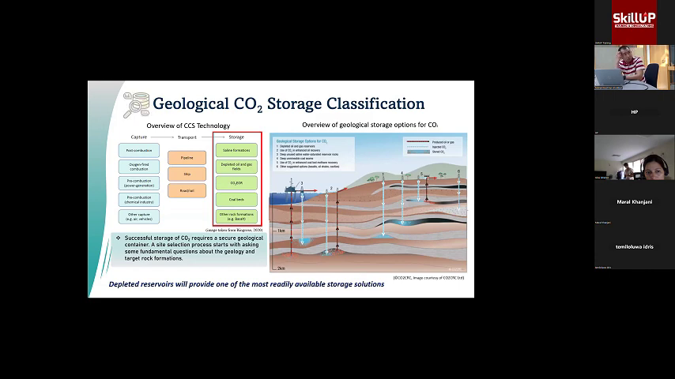So let's start with the CO2 storage classification. In the underground or subsurface, we can actually store CO2 in many places. But if you are talking about CCS, it's not only about the storage. We are talking about the capture as well. After we capture the CO2, how can we transport it, and after that, where do we store it? Since this is a big topic that we cannot cover in one session, as the title mentions, I will talk about the storage.